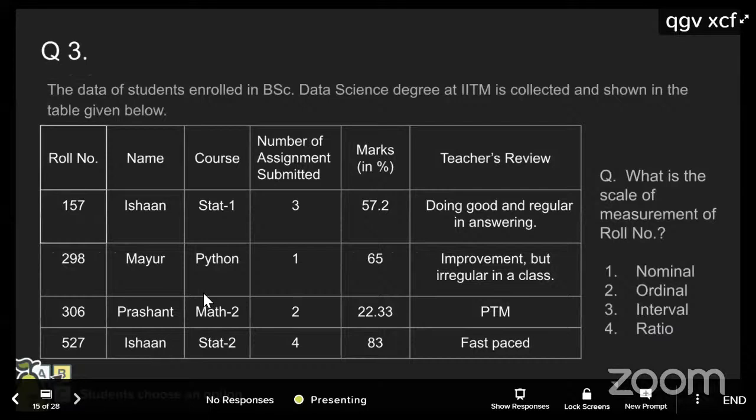Next, read the question and attempt it. I think it will hardly take 1 or 2 minutes.